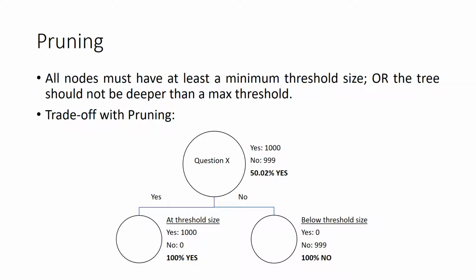But I wasn't allowed to do so because I had chosen the threshold as 1000, and therefore I ended up having a comparatively suboptimal tree, right? Because I ended up declaring my parent itself as a leaf node. So that is a trade-off that you're making with pruning.